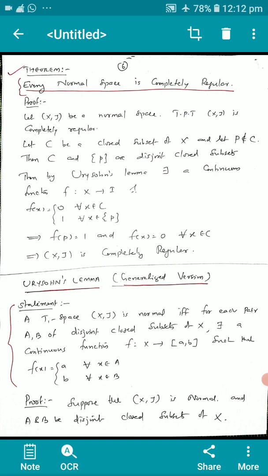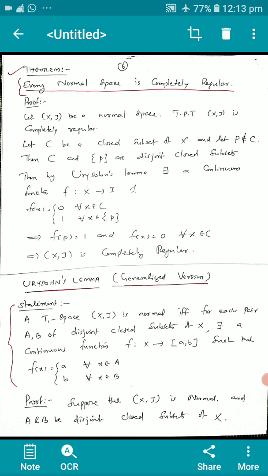By Urysohn's lemma, there exists a continuous function f from X to I such that f of x equals 0 for all x in C and equals 1 for all x in the singleton set {p}. Or we can write f of p equals 1 and f of x equals 0 for all x in C. That means X2 is completely regular, the definition of complete regularity is satisfied, and we arrive at the conclusion that every normal space is completely regular.